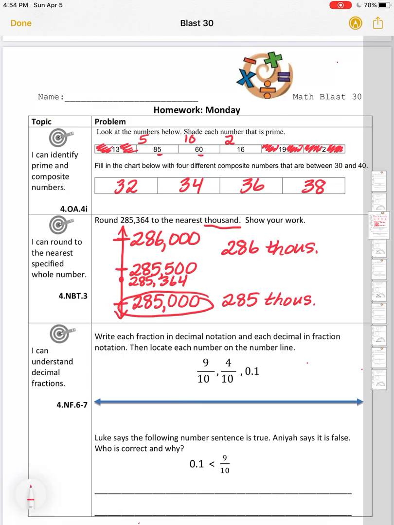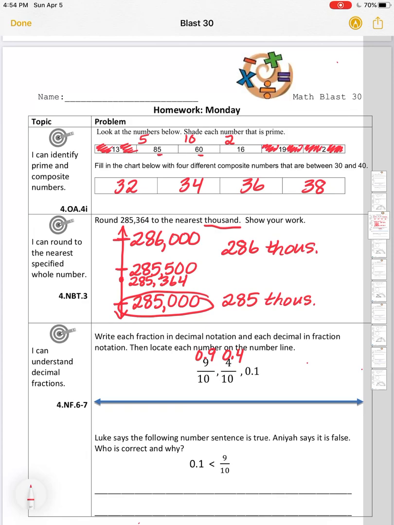I can understand decimal fractions. Write each fraction in decimal notation and each decimal in fraction notation. Then locate each number on the number line. So I'm going to do the first part. I'm going to write each fraction in decimal notation. 9/10 would be 0.9. 4/10 would be 0.4.